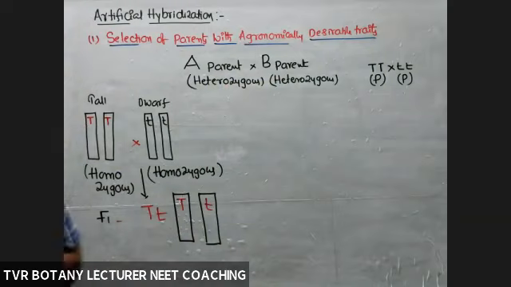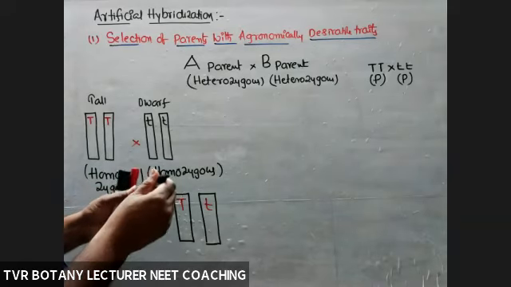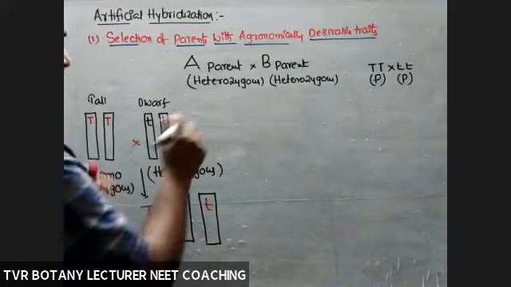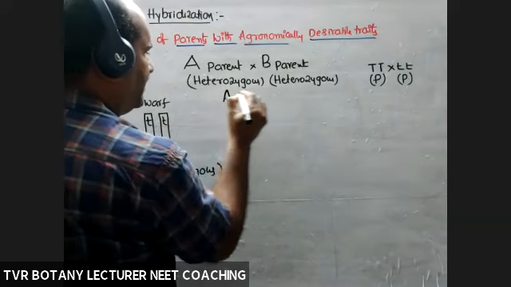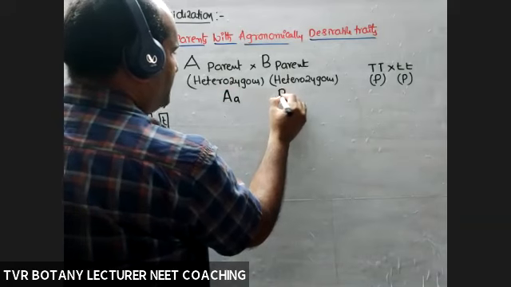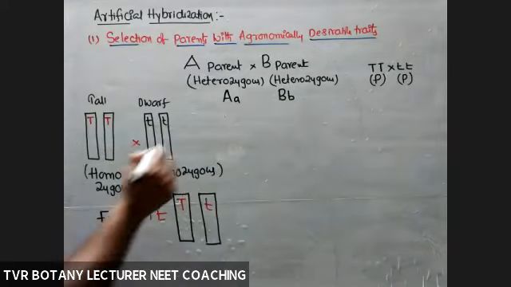So here in artificial hybridization, we need pure lines. If possible, we have to convert a heterozygous condition into homozygous condition. So both are in heterozygous condition. For example, here I'm taking capital A, small a, heterozygous. Capital B, small b, heterozygous.